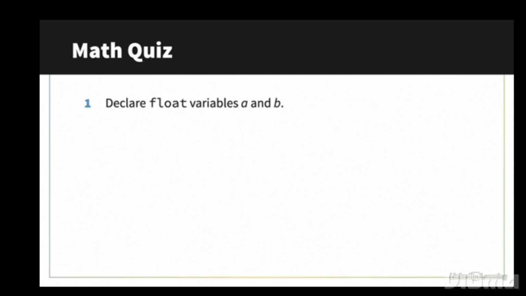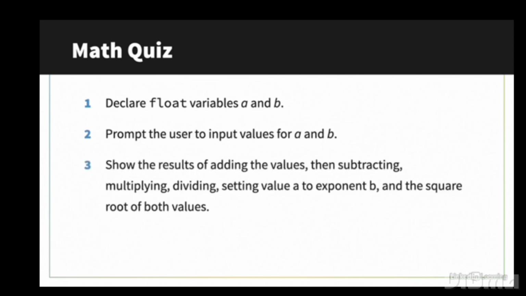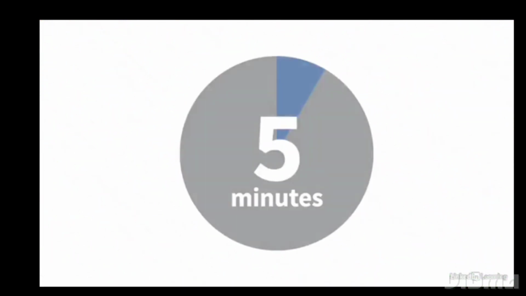Write new code that declares two float variables A and B. Prompt the user to input values for A and B. Then show the results of adding the values, then subtracting, multiplying, dividing, setting value A to exponent B, and finally display the square root of both values. This exercise could take up to 15 minutes to complete, but I bet you finish a lot quicker.